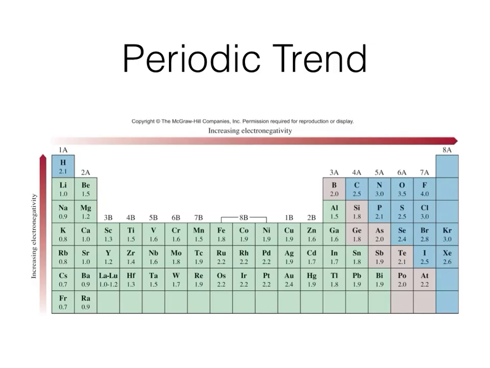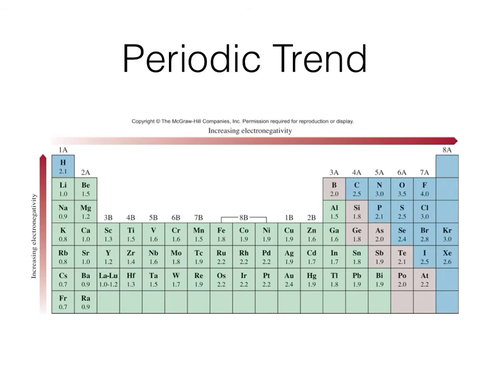Remember, there's a periodic trend. We discussed the periodic trend that electronegativity increases as you go across a period and decreases as you go down a family, okay? With fluorine being the most electronegative atom.